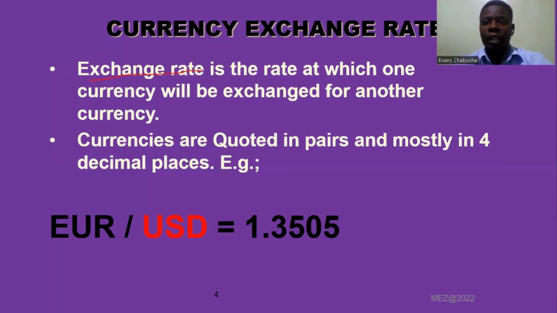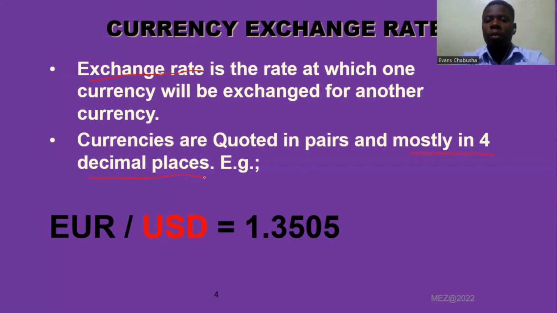Again, remember we said that in Forex, currencies are quoted in what? Pairs. They come in pairs. So when you are buying in Forex, you are buying and at the same time selling the pair that is quoted with that particular currency. Currencies are quoted in pairs and mostly in 4 decimal places.